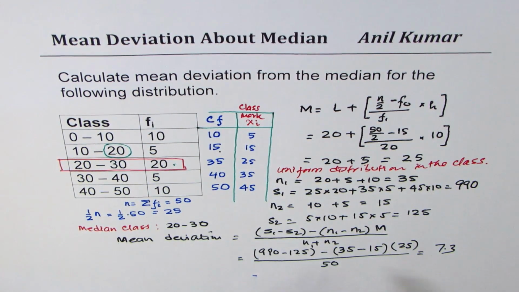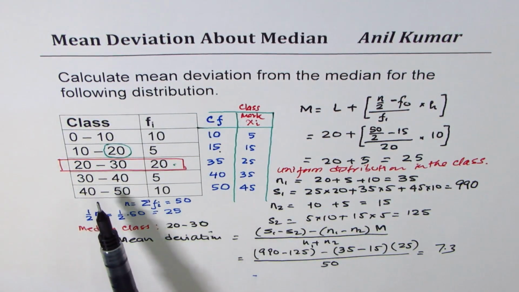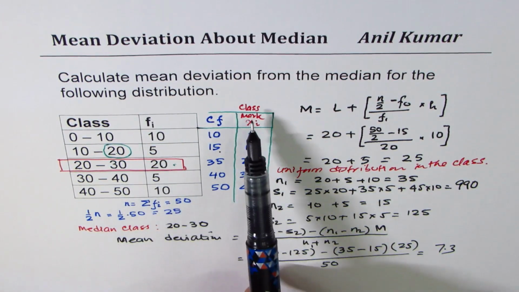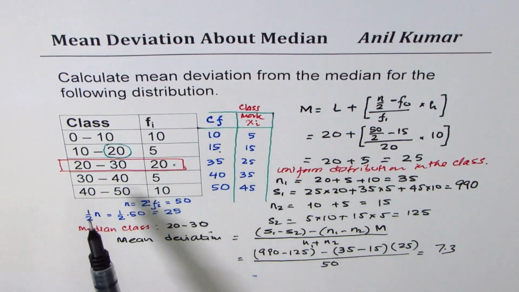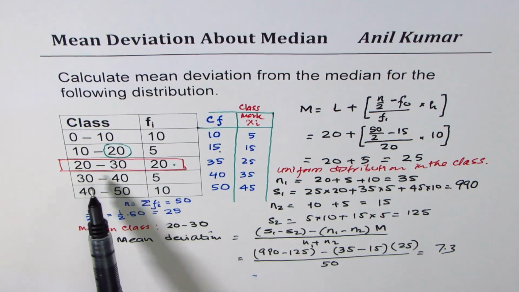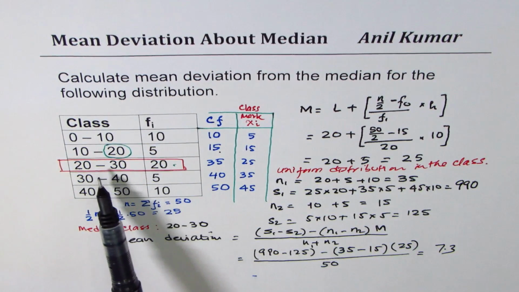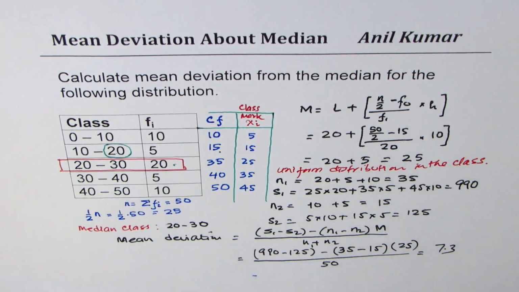Now it is important to note that for grouped data, we have to add two columns, one for cumulative frequency, the second one for the class mark, and then we have to assume that all these elements which are there in the median class are uniformly distributed. Use the formula, find the answer. That's how it should be done.